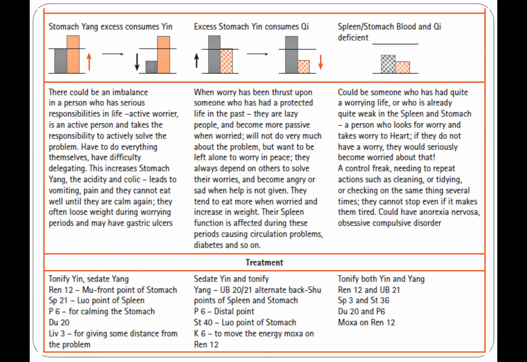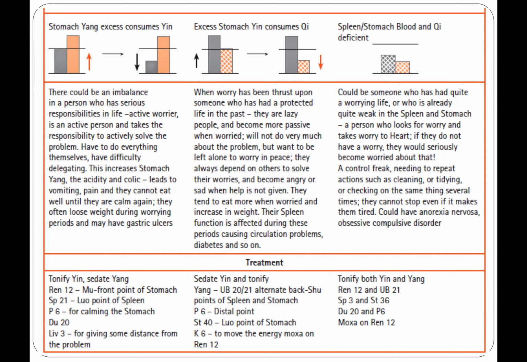So we should sedate yin and tonify yang by using UB20 or 21, the back shu points of the spleen and stomach, pericardium 6, distal point, stomach 40, the luo point of the stomach, kidney 6 to move the energy, and moxa on REN 12. Then, next, spleen, stomach, blood, and qi deficiency.